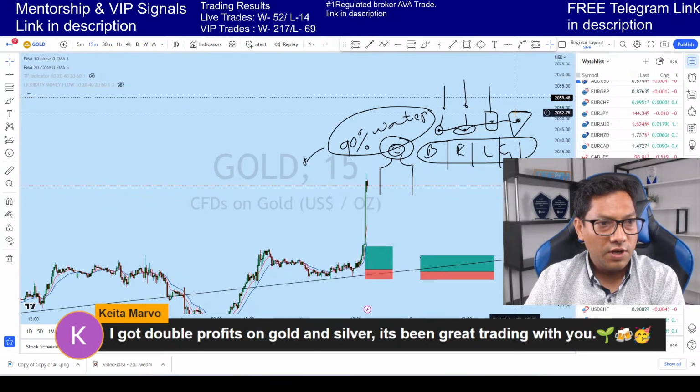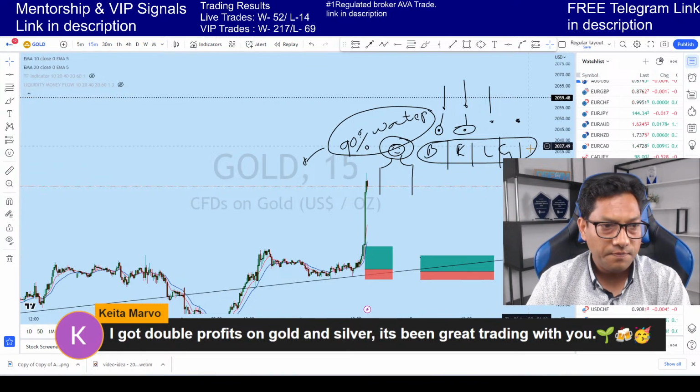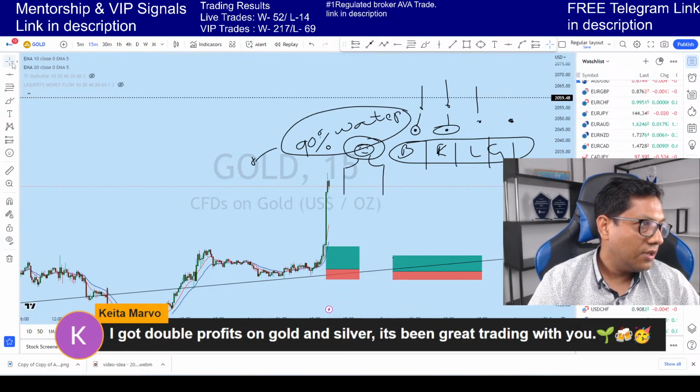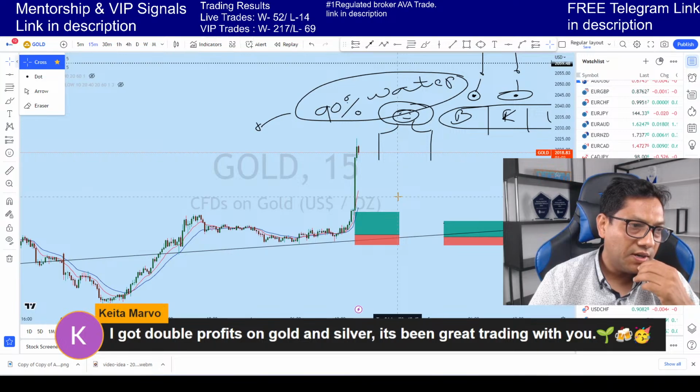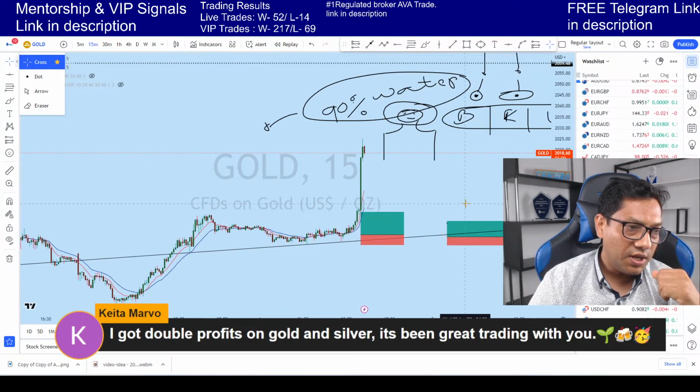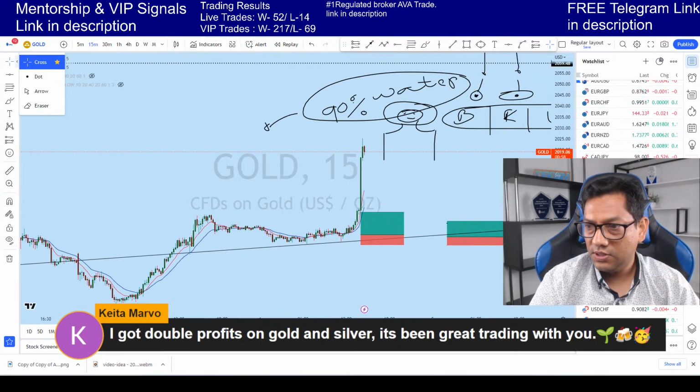But at the end of the day, if you want to really be a very good profitable trader, I would say that the best way is to understand the market structure, price action, and liquidity. That is the simplest way you can understand it.